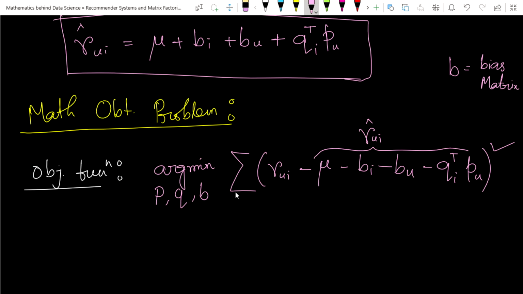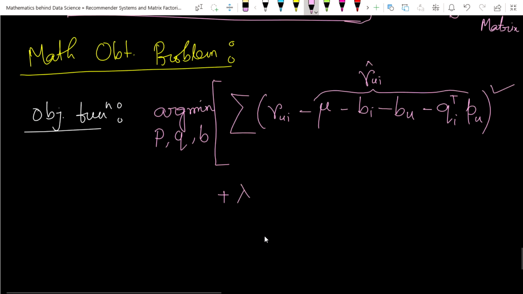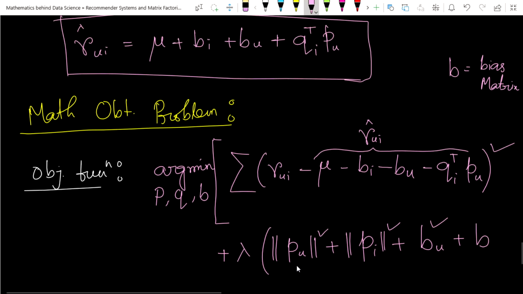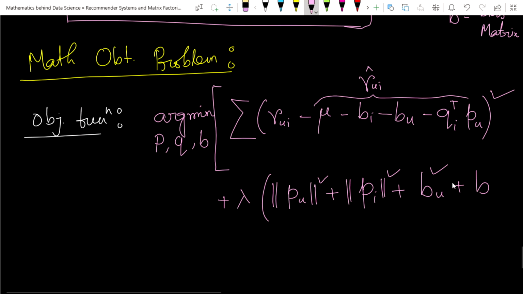Plus there is some regularizer term. What is the regularizer term here? The regularizer term is the norm of pu squared, the norm of qi squared, plus bu squared, plus bi squared. The bias is a scalar quantity, whereas these are vector quantities, so we have to take their norm squared. It's okay to just square the scalar one, the bias for the item. That's the objective function.